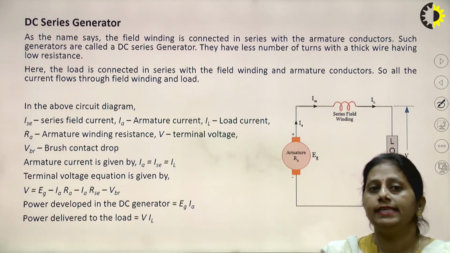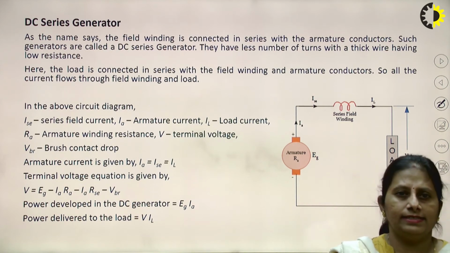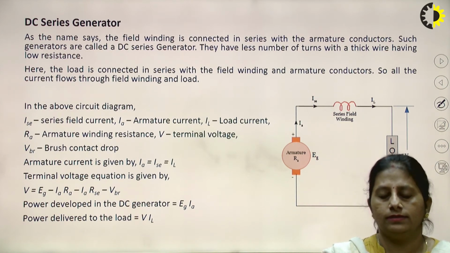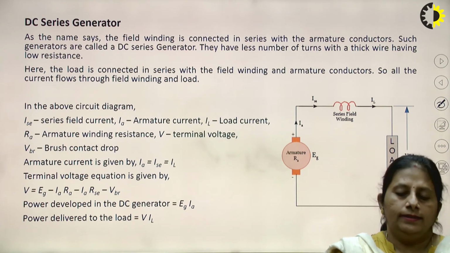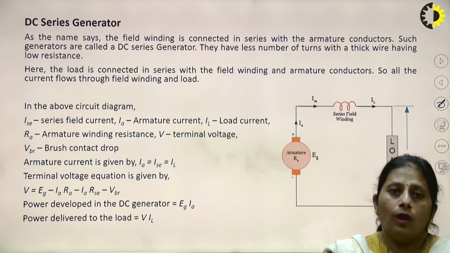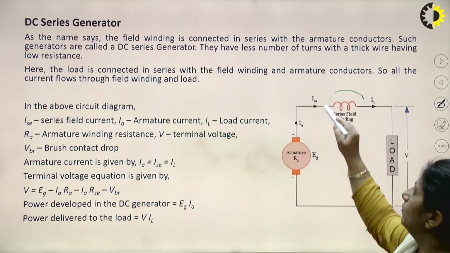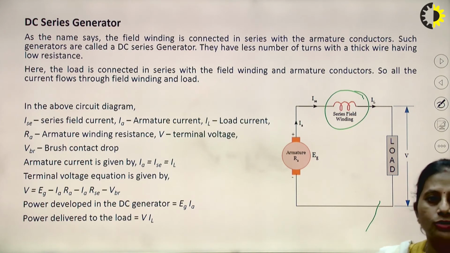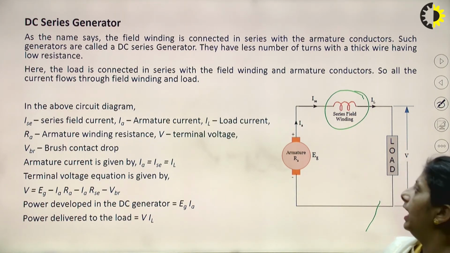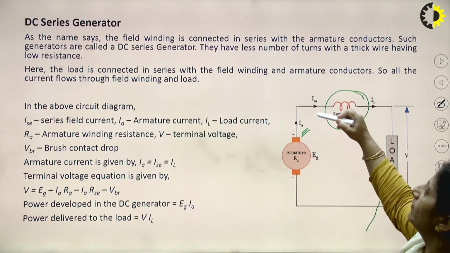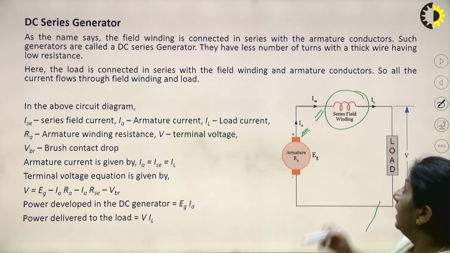Now, the DC series generator, as the name suggests. This time, the field windings are wound in series with the armature, right? This can be seen. These are wound in series with the armature. So now, once again, the same expressions. I have the armature current IA, ISE as the series field winding current, and IL the load current.